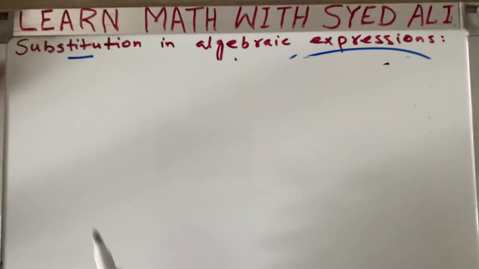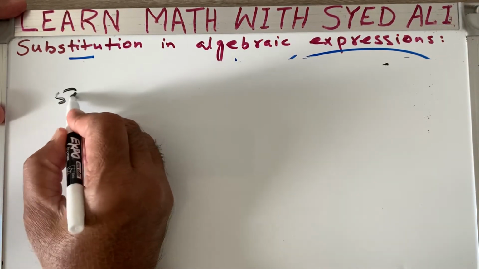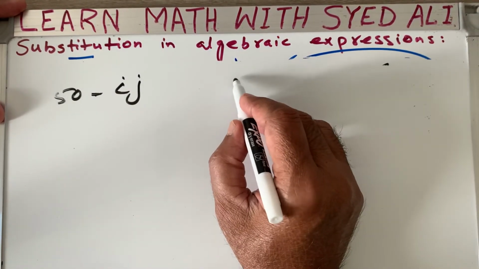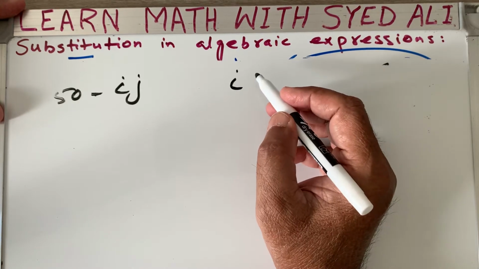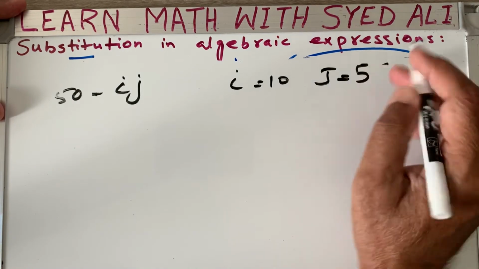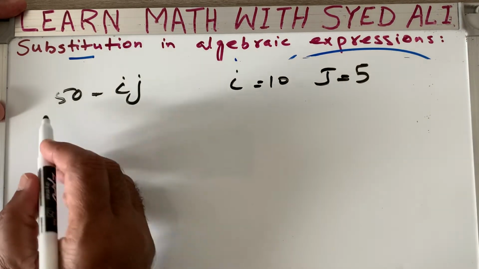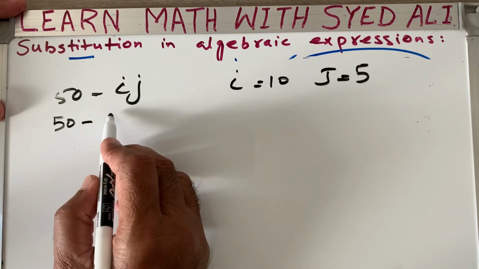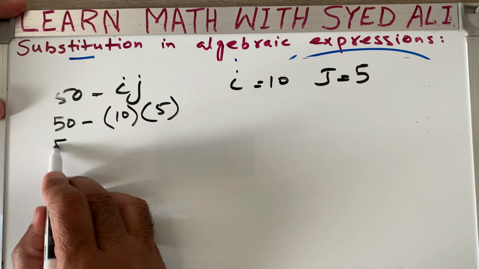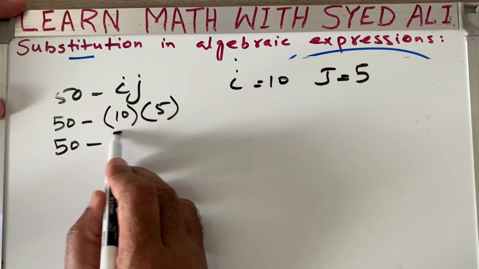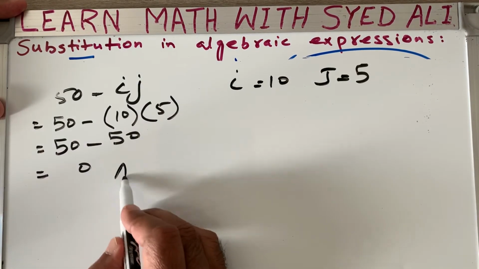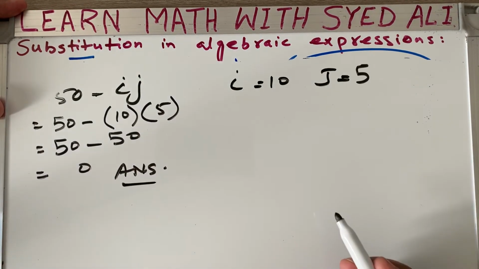Now this time the question says 50 minus ij. ij means i times j, because there is a dot in between or nothing in between. So i is equal to 10, j is equal to 5. These are the values which are given. So I have to substitute or plug in. i is 10 and j is 5, and I have to multiply them. 10 times 5 is 50. 50 minus 50 is 0.